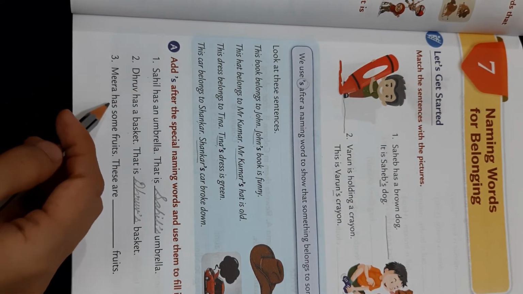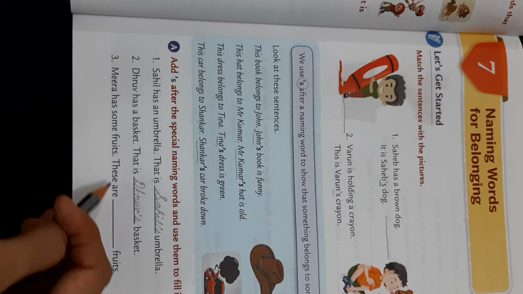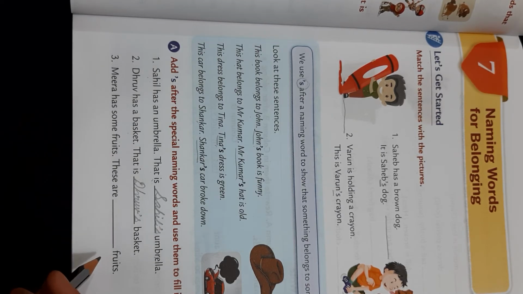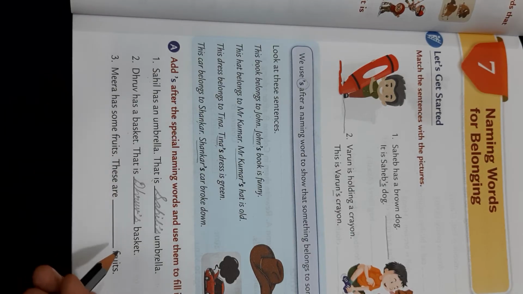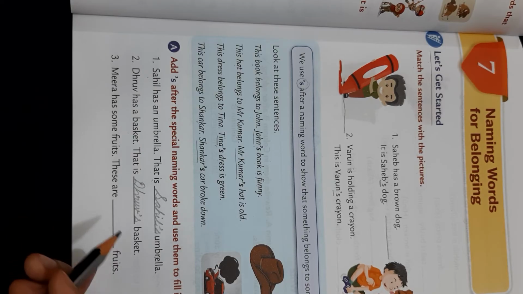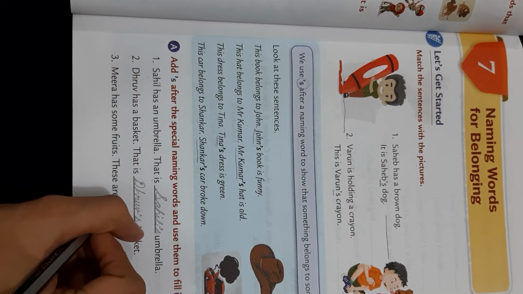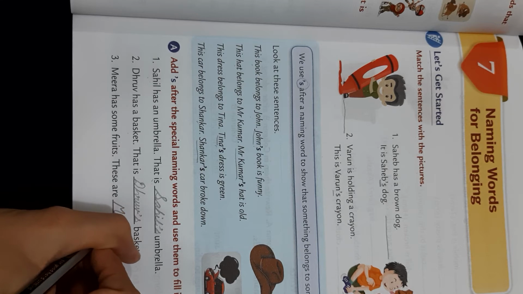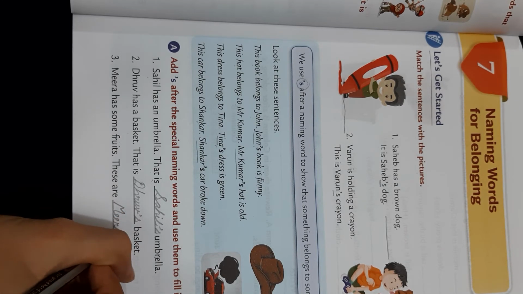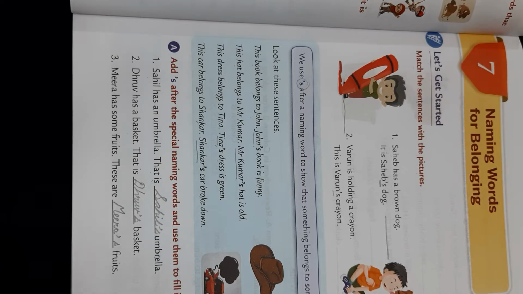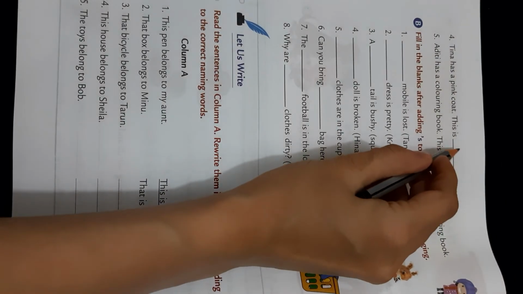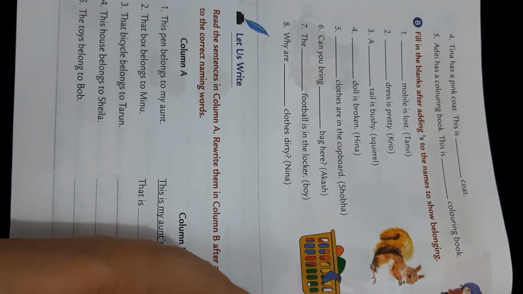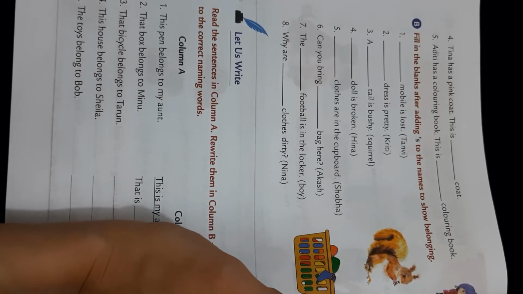Next, Meera has some fruits. These are dash fruits. Whose fruits? Meera's. It means these fruits, they belong to Meera. So that's why Meera's. And how will you show belongingness? By adding apostrophe S. So children, 3 I have done for you. These 2 you are going to do on your own. Okay. Let's see the next exercise.